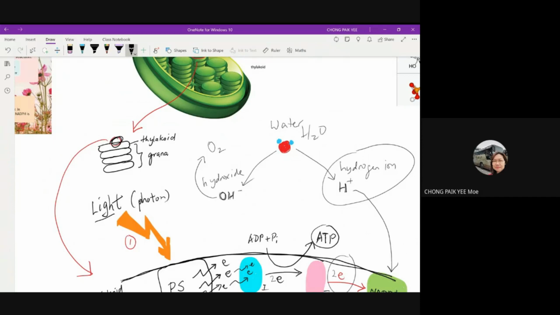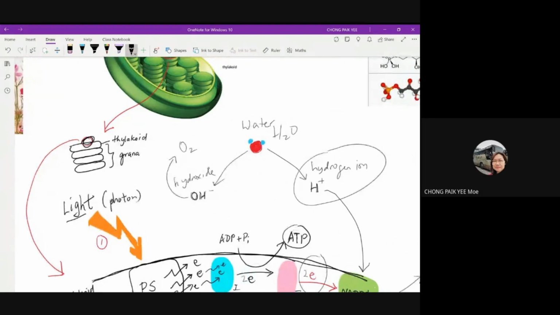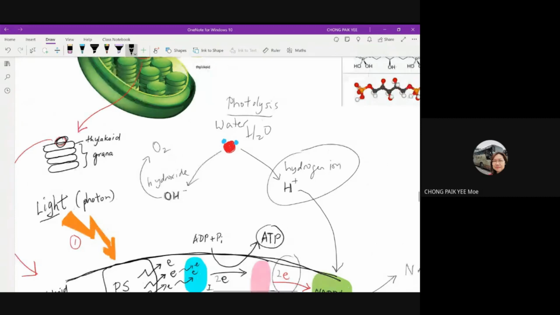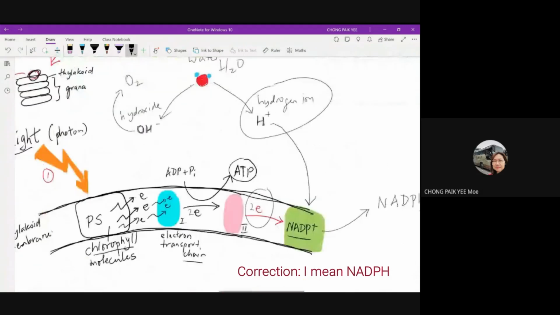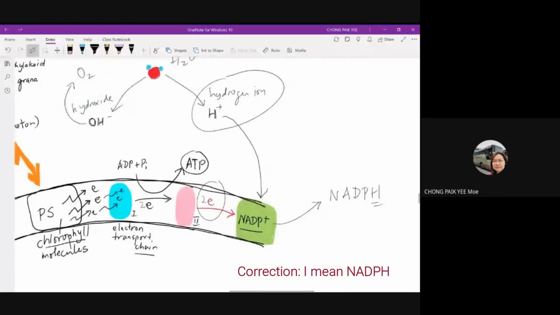Number 4 is done. I mentioned the NADP plus combines with hydrogen from photolysis. This process is called photolysis, and it will form NADPH. You will see NADPH right here, which is a reducing agent. Don't worry about the reducing and oxidizing for now; we will explain that at a different time. Just understand the basic thing first.